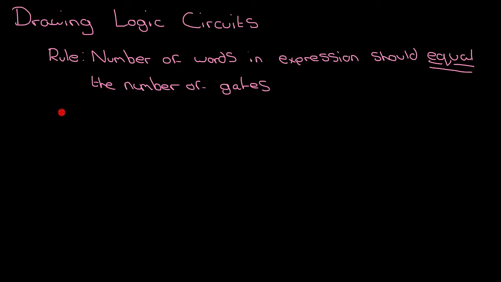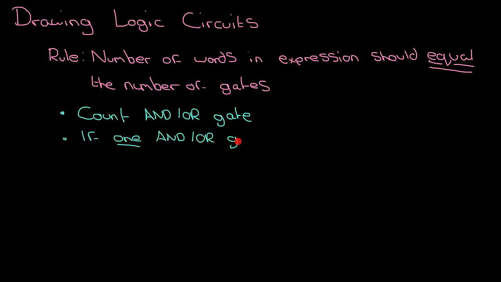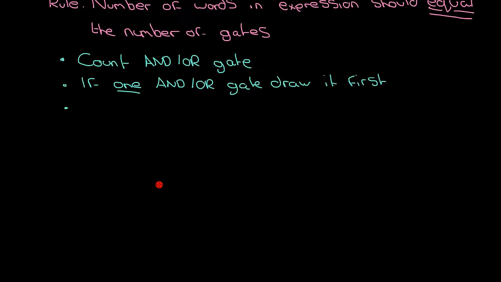Right, here are the steps that you need to follow then. First thing you need to do is count your AND and OR gates, because you're going to do something slightly differently if you've got one AND or OR gate, or you've got more than one. Okay, so if you have one AND or OR gate, then you want to draw that first, definitely. And everything else is going to follow on from that. And let's deal with that one first. So I'm going to add on an extra rule here, so I'm going to leave a little bit of space for it in a moment. But let's give you some examples of this.